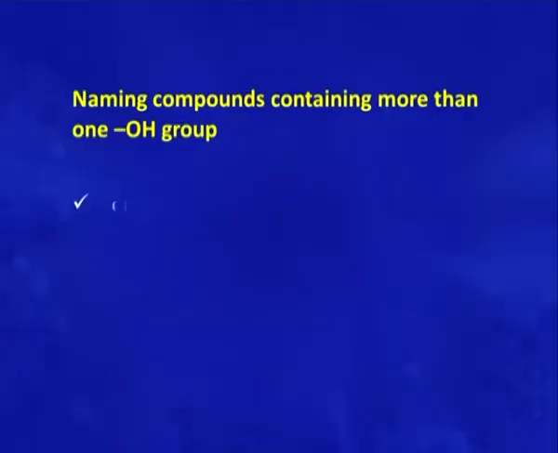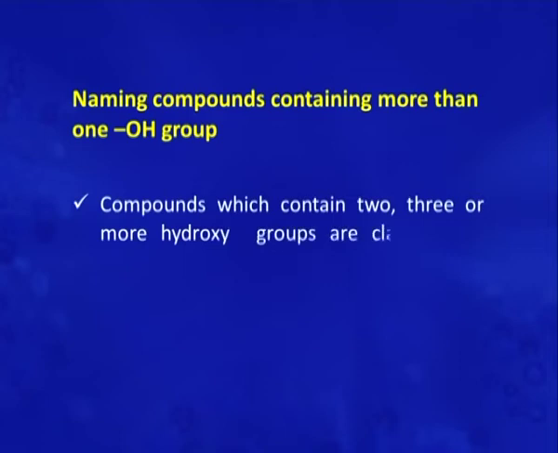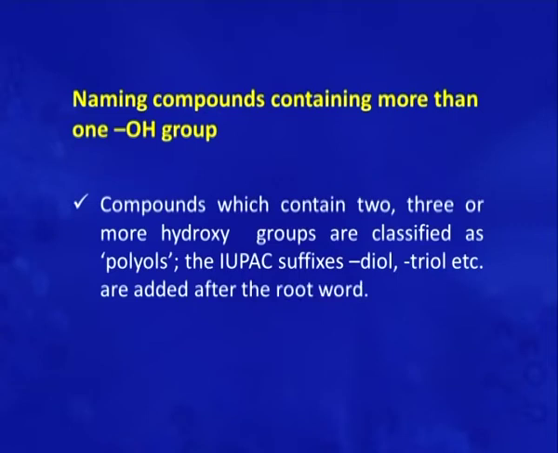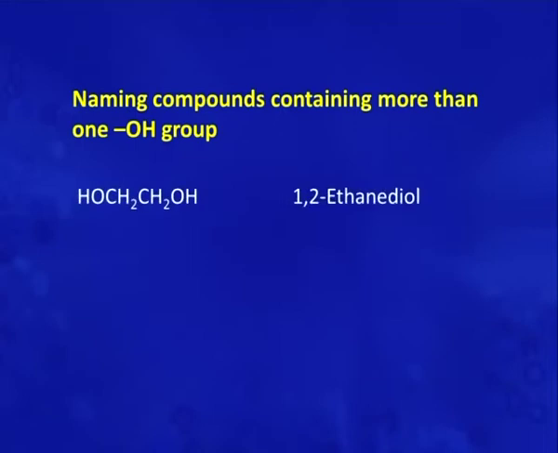Now we will discuss the naming of alcohols, or the naming of compounds containing more than one hydroxy group. Compounds which contain 2, 3 or more hydroxy groups are classified as polyols. The IUPAC suffix diol, triol or tetraol is added after the root word. For example, in this case, this is a 2-carbon diol. 1,2-ethane diol is the name given to this molecule.